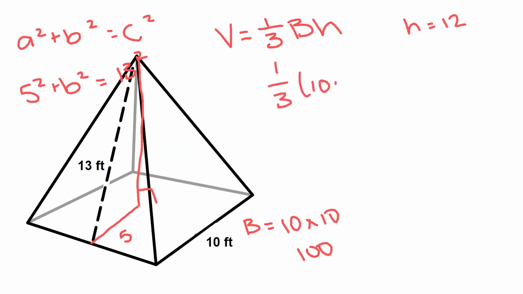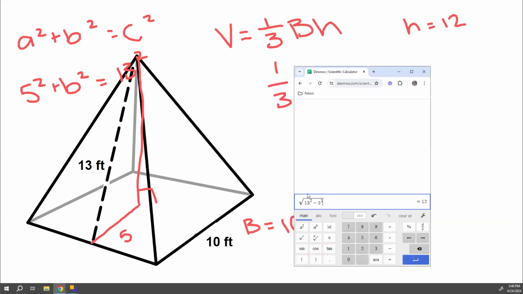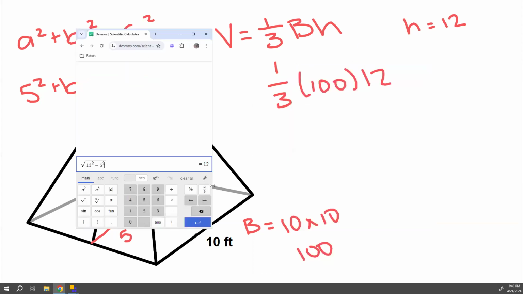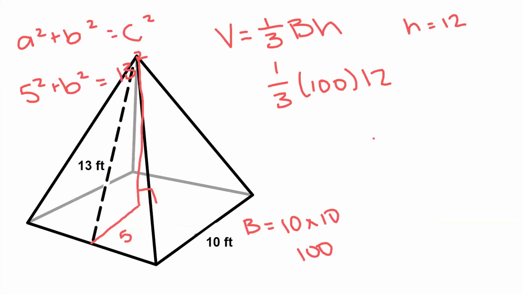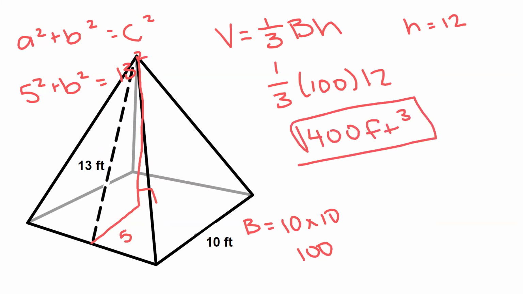So now we plug it all in. 1/3 of the area of the base, 100, times the height of 12. Let's put it all into our calculator again. So this time 1/3 times my area of the base of 100 times my height of 12 that we got using Pythagorean theorem, and we get 400 for the volume of this square pyramid. So 400, my units are feet, and it's cubed because it's volume.